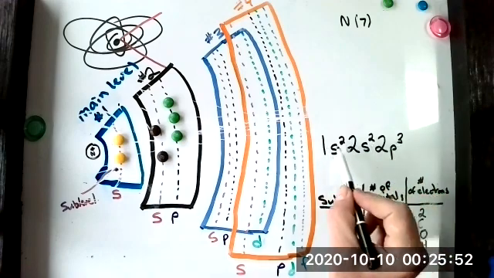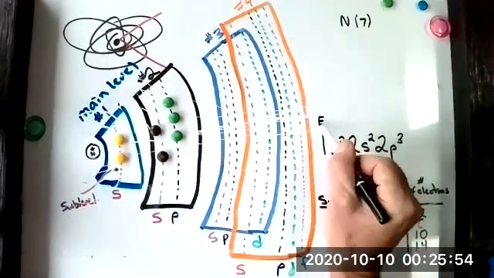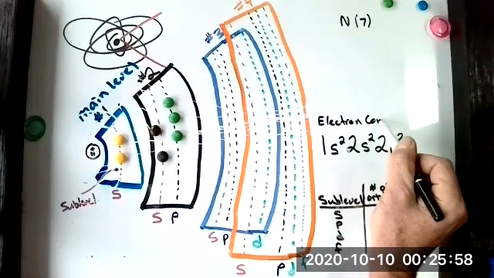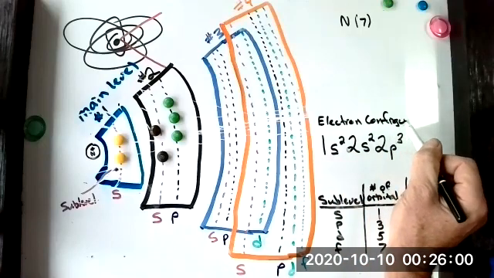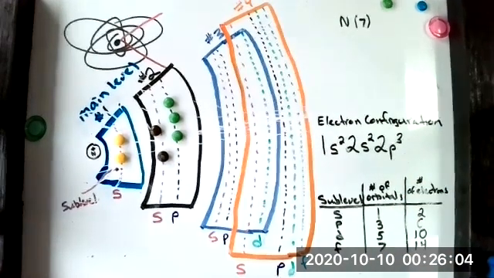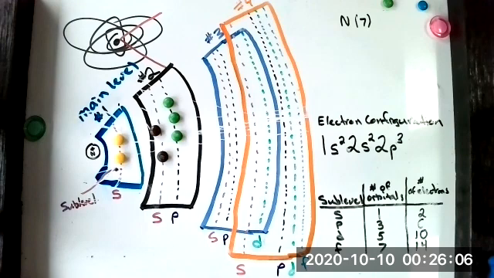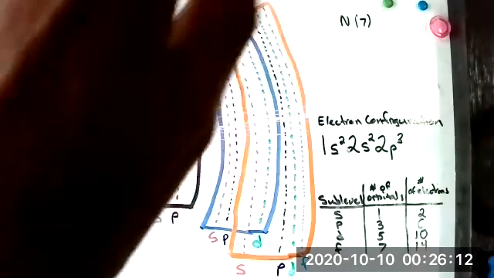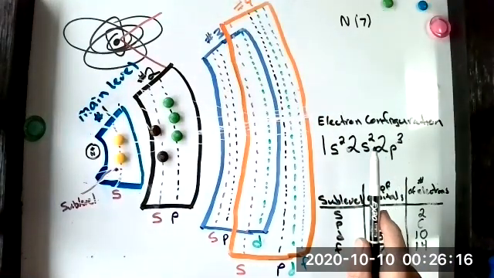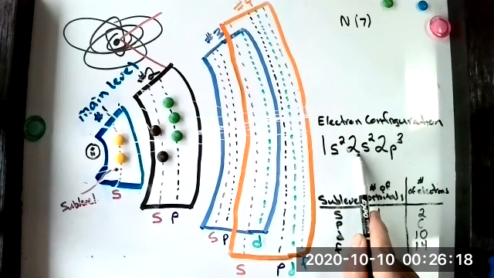What is this? This is called electron configuration. Look at that. Electron configuration is what that is called. This is the goal for chapter 5. This is goal number 1 for chapter 5.